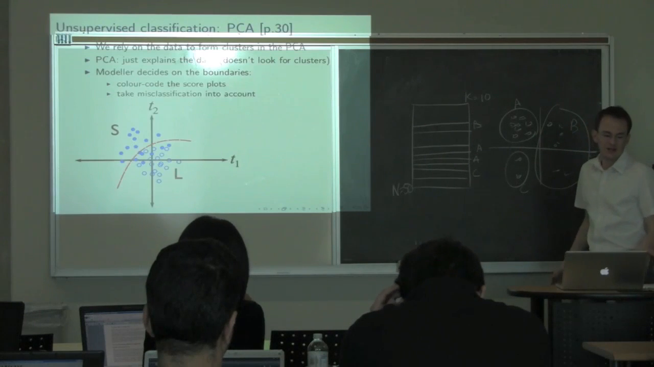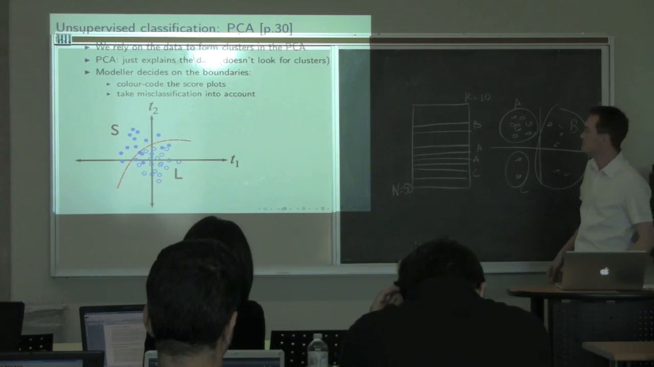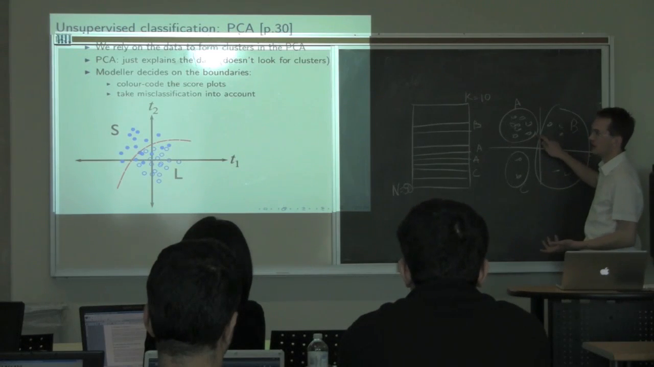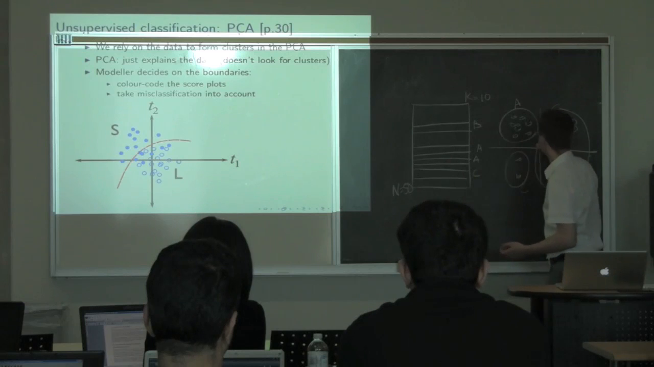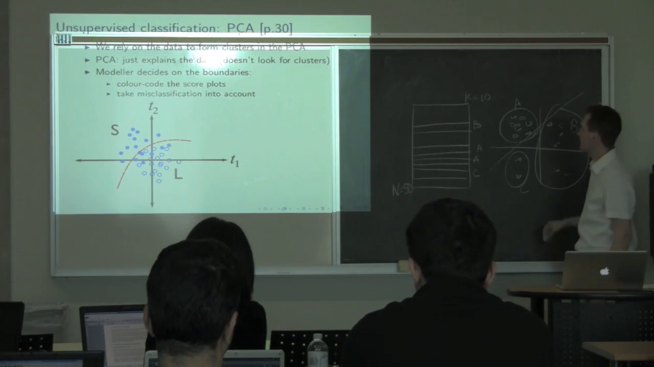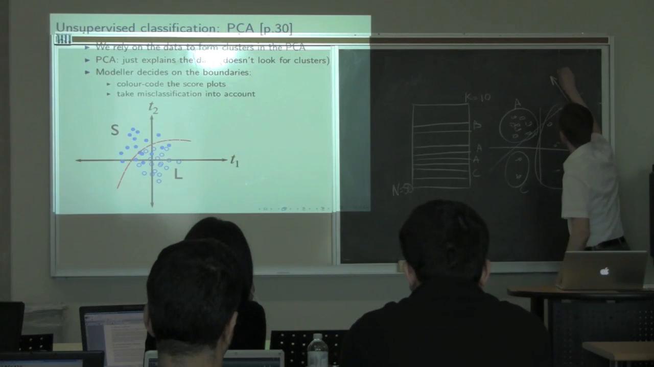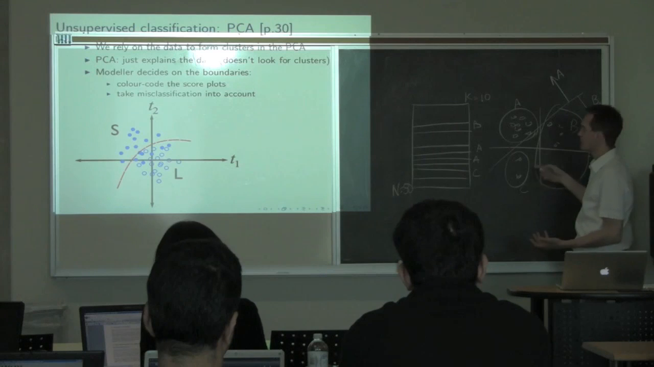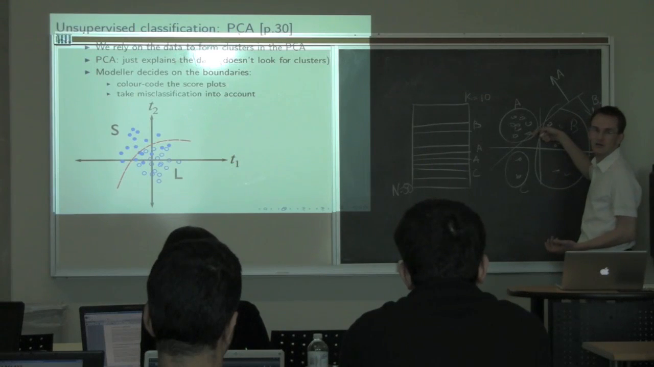Okay? And you can do things like build regions in the model that are nonlinear. They don't have to be straight lines. You could have said, that's my boundary, and anything that falls this side is A, and anything that falls this side is B. But there's no reason why it has to be a straight line, right?